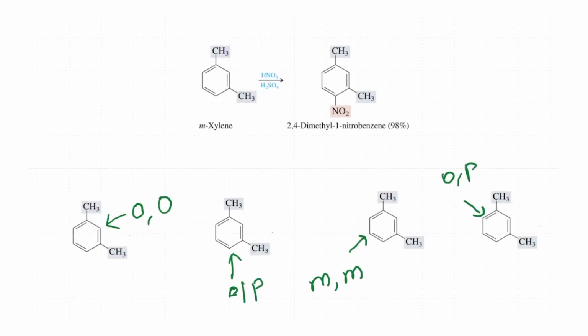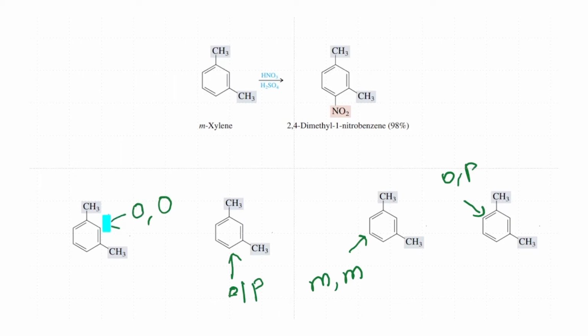In the next example, we are going to look at meta-xylene and where the nitration occurs on meta-xylene. So in the case of meta-xylene, it produces this product here, that is 2,4-dimethyl-1-nitrobenzene, in 98% yield. So again, the approach here that we need to take is to write out the structure and find out what is going to be the nature of the directing ability of each of those positions.